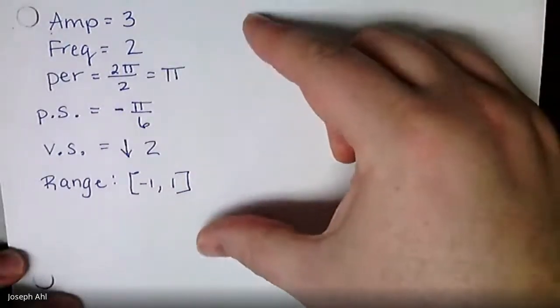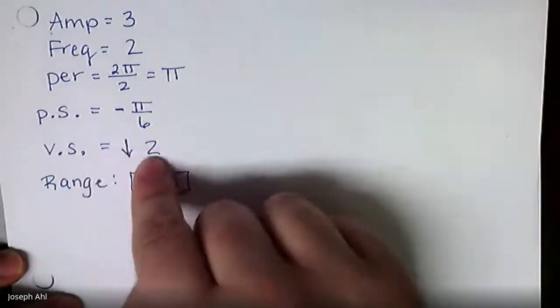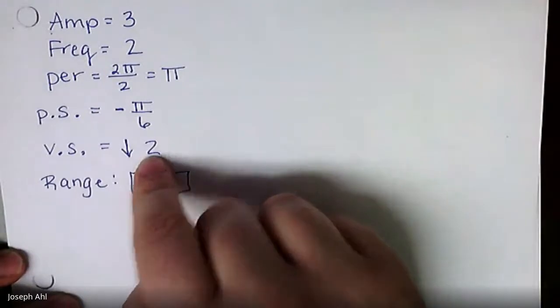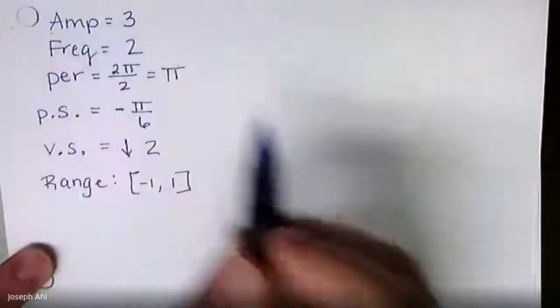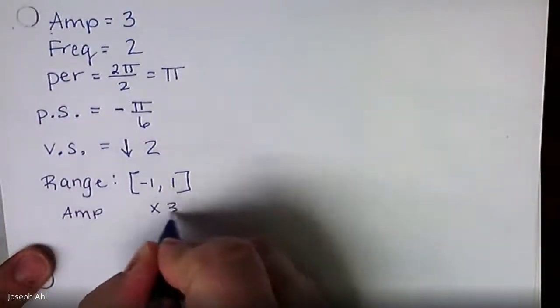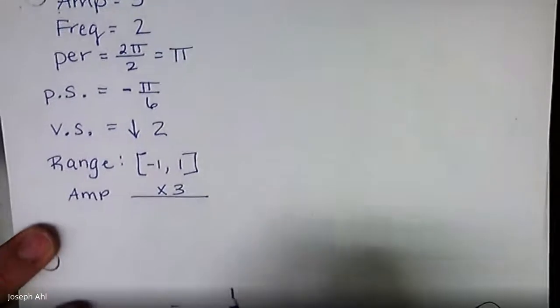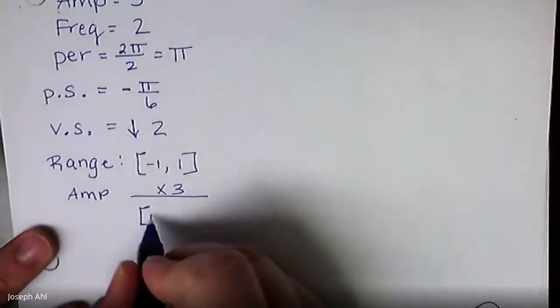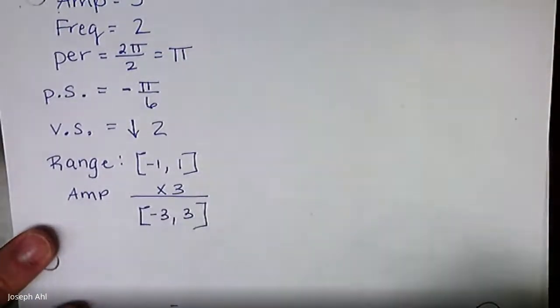And we know that there's vertical stretching that happens. We also know that there's vertical shifting. We want to make sure we apply that in the right order. The vertical stretch is the amplitude. So you're always going to do the amplitude part next. That's going to multiply the ends of the range by 3. So we're now going to get a range of negative 3 to 3.